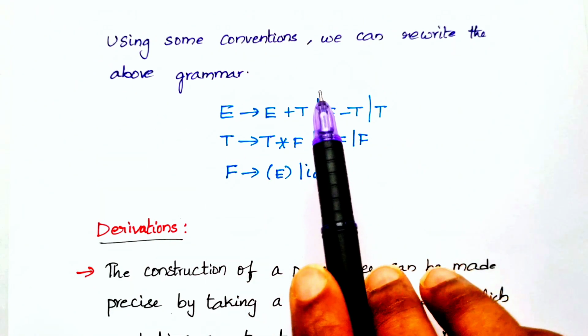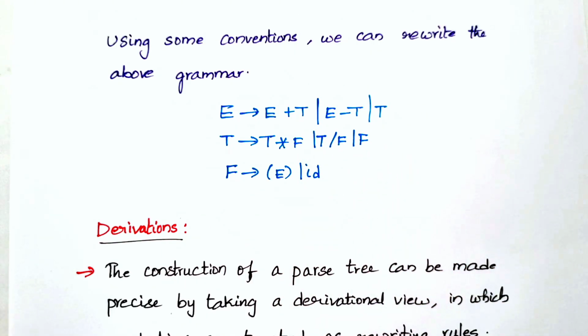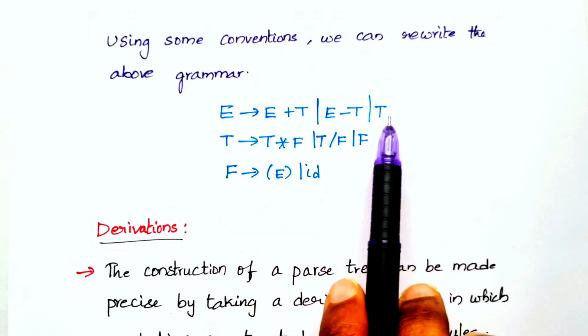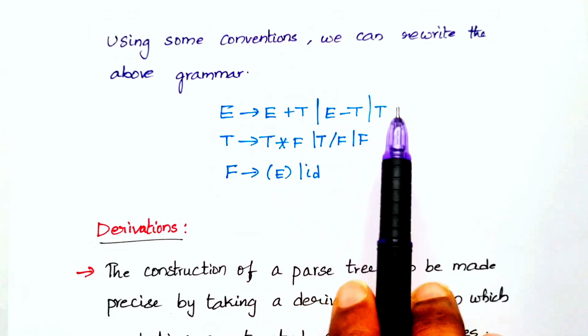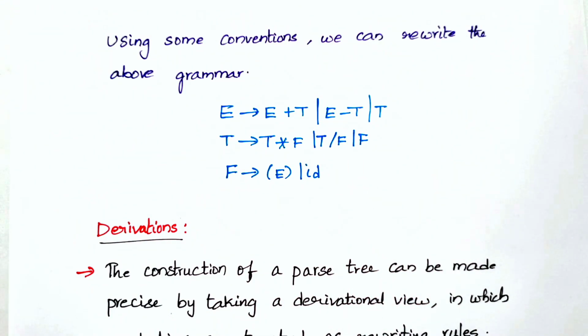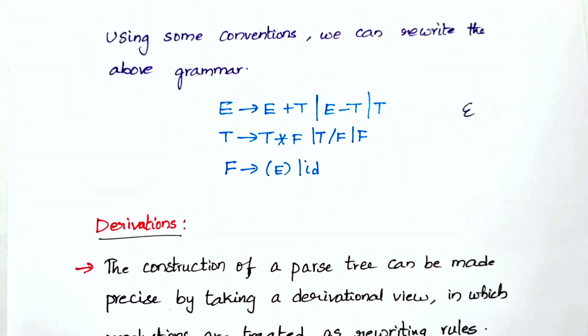Next, here we are using the OR symbol to separate the multiple rules applied for a single non-terminal. Here for E you have 3 rules: E plus T, E minus T and T. These are separated using the OR symbol. And then, commonly used alpha, beta, gamma letters represent strings of grammar symbols. And epsilon, if you have epsilon in any grammar, represents the empty string.